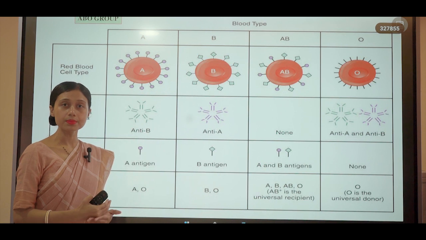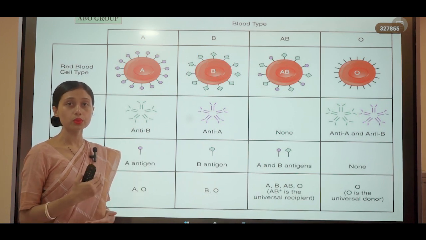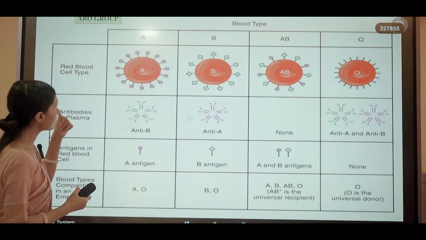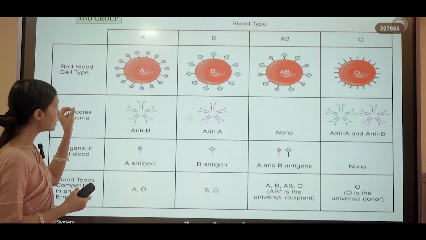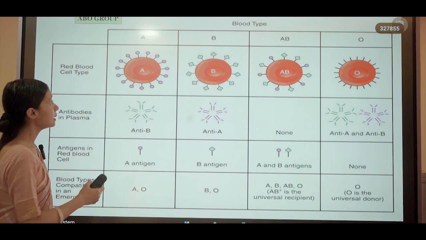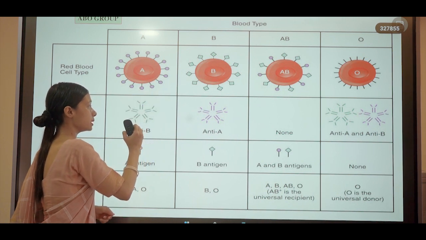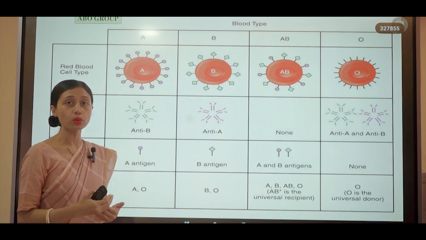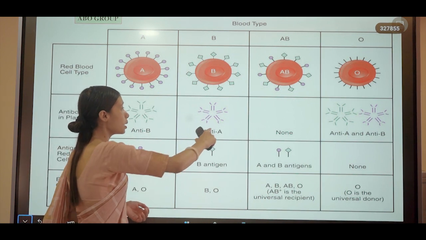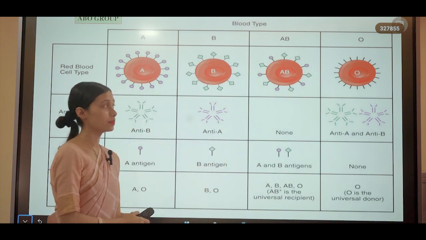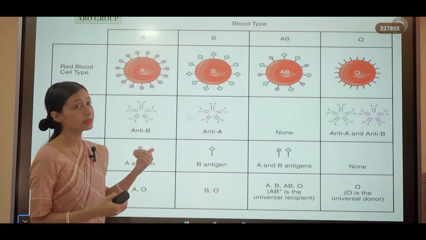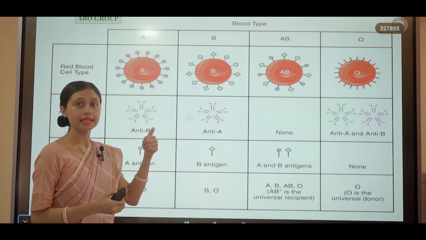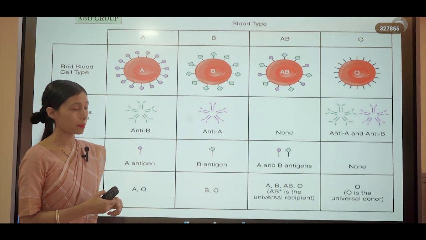As we all know, the plasma of different individuals has two natural antibodies, anti-A and anti-B. See, in case of A blood group, the antigen is A, but the antibody in plasma is anti-B. In case of B blood group, the antigen is B, but the antibody in plasma is anti-A. In case of AB blood group, where both the antigens are present, both the antibodies are absent in plasma. In case of O blood group, where both the antigens are absent on the surface of RBCs, both the antibodies anti-A and anti-B are present in plasma.